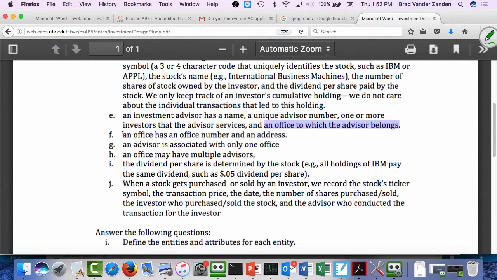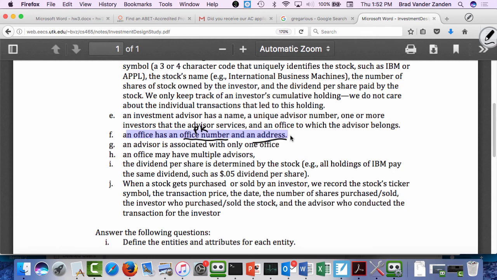Okay, F, an office has an office number and address. Well, hopefully that office number is a primary key. That's where you might ask for some clarification. Is it unique or not? That's where it wasn't clear. You might want to clarify that assumption. But I am going to clarify by saying, why, yes, that is the primary key, and address is simply an attribute.